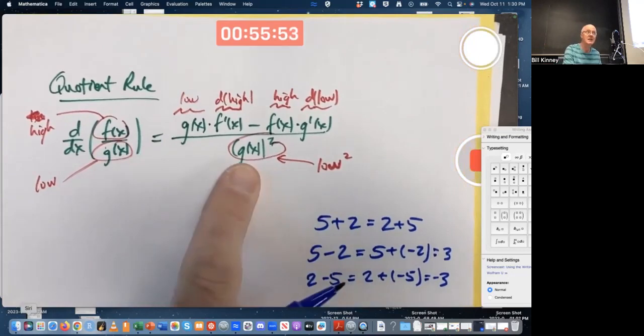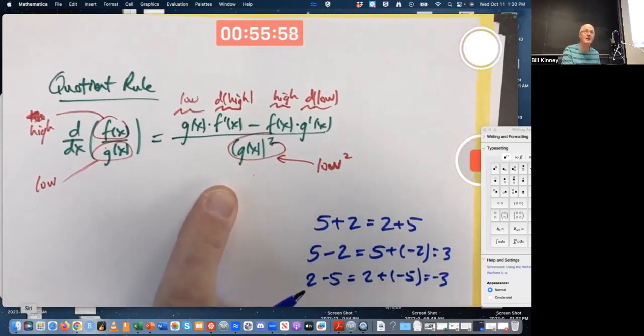So you've got to get the numerator order right. It's very important. If you get it wrong in the gateway, it's a wrong problem. No partial credit on the gateway.